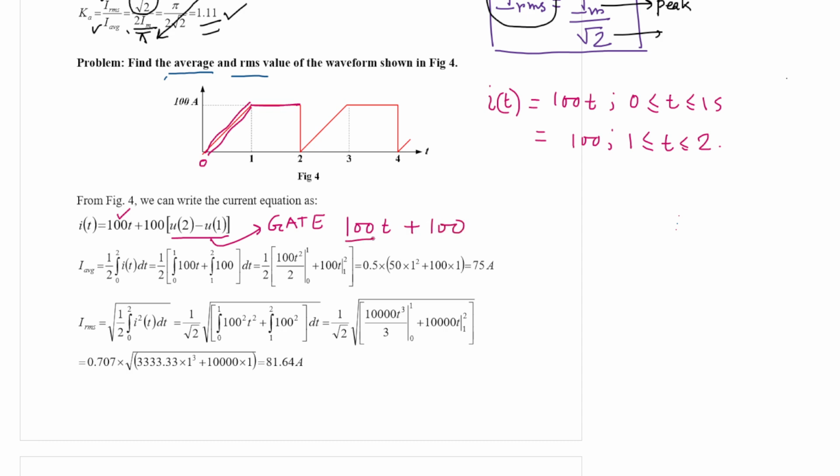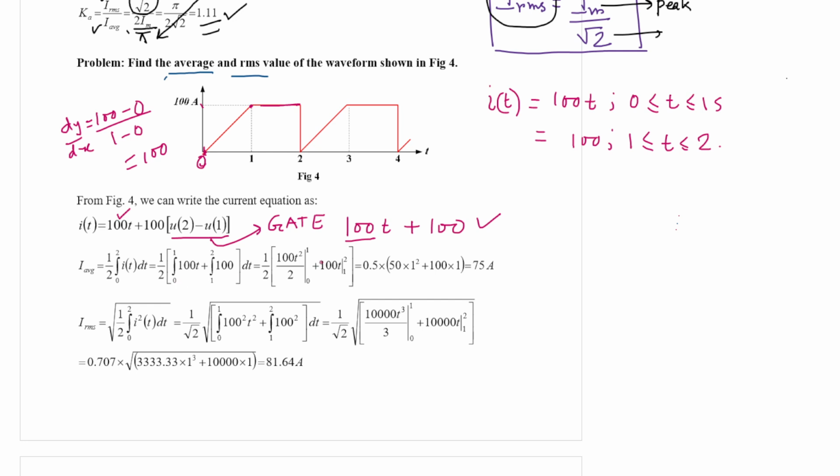Now why is this 100? Because you need to evaluate the slope of this ramp. What is the slope? Slope is the change of y over the change of x. The change of y is 0 to 100, so 100 minus 0 is dy, and dx, the change of x, is 0 to 1, so 1 minus 0. So 100 divided by 1 is 100. So the slope becomes 100.